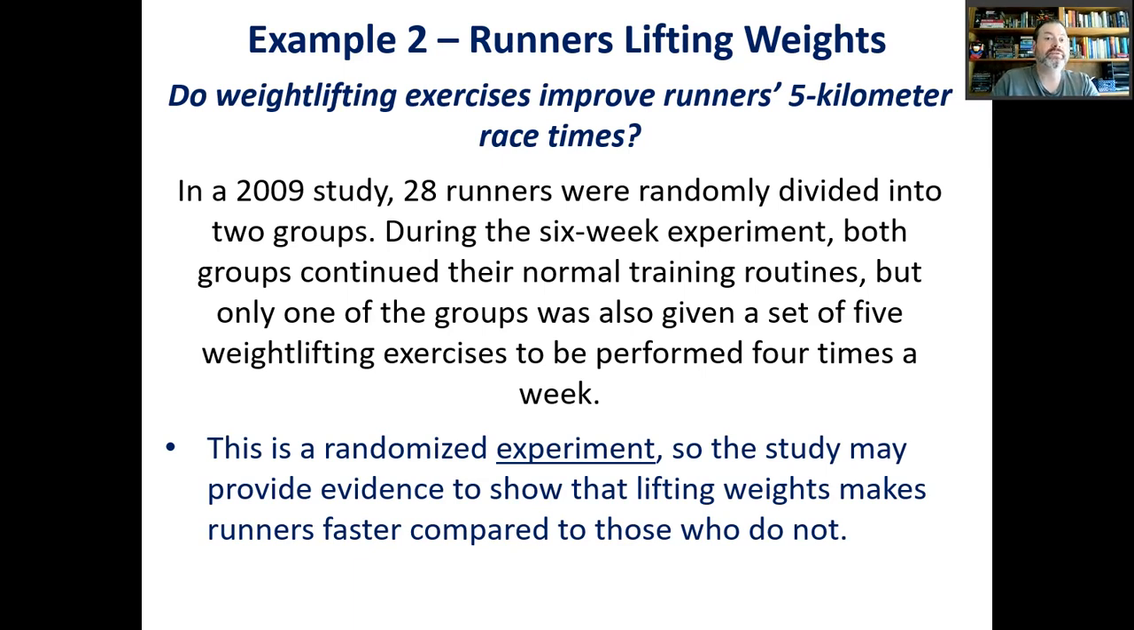So if the runners who lift weights get faster, then that would be a causal relationship. We would be able to say, from a cause and effect standpoint, that lifting weights caused the runners to get faster, if indeed that's what the data shows. We are not looking at the data, we're just looking at what this study could show. We're going to look at the data in chapter 2.